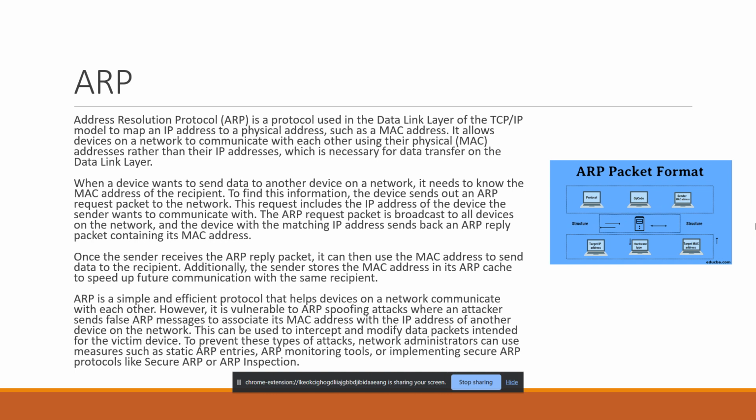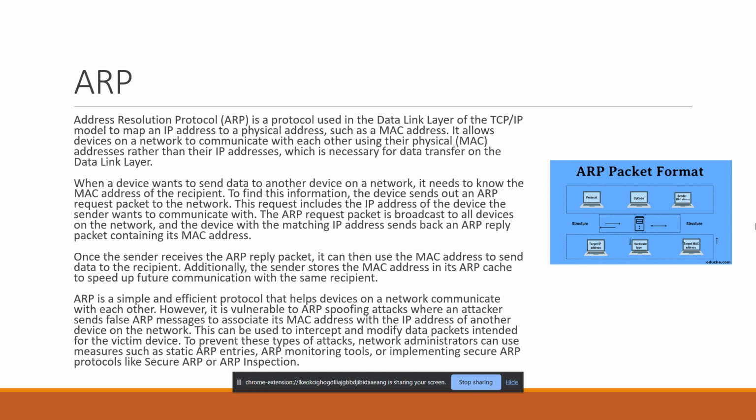Once the sender receives the ARP reply packet, it can then use the MAC address to send data to the recipient. Additionally, the sender stores the MAC address in its ARP cache to speed up future communication with the same recipient. It is a simple and efficient protocol that helps devices on a network communicate with each other.